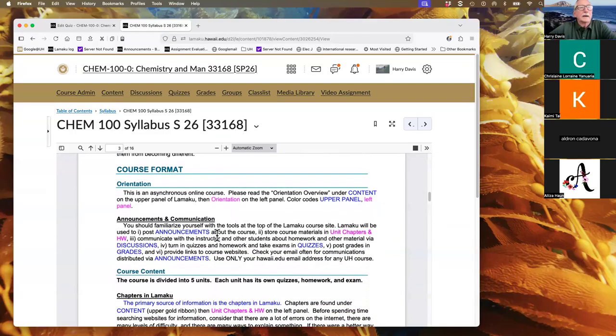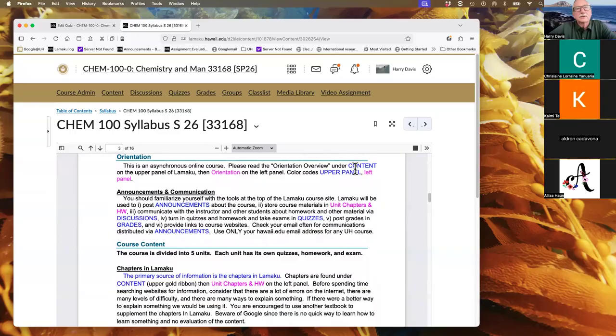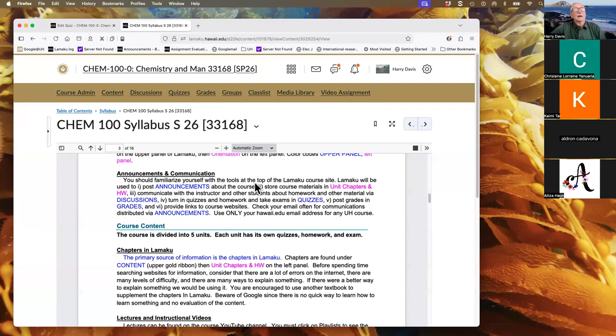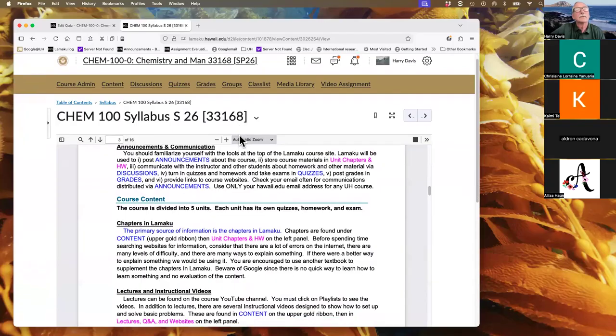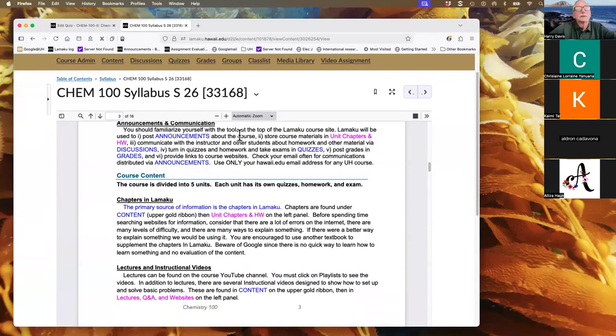Well, anyway, the format, we're going to go through the orientation in a little bit. So you see the content is up here. Anything that's on this gold bar, I put in uppercase letters. If it's within that bar, I just use one capital, like the orientation. So the announcements are given in the announcements section, or where'd it go? Okay, we'll see it in a few minutes. But every time I post an announcement, you get an email about it anyway.